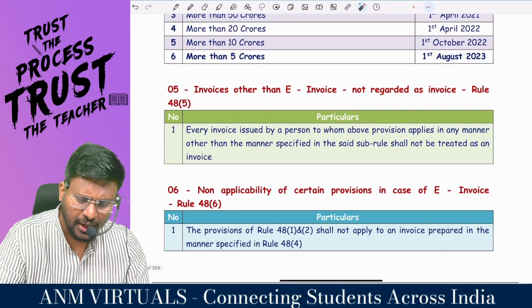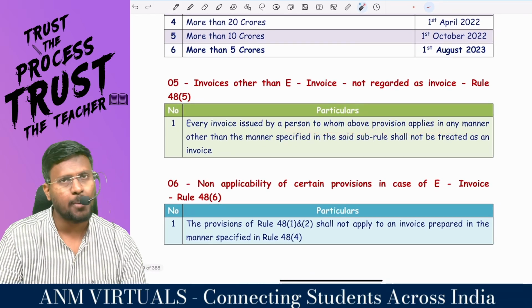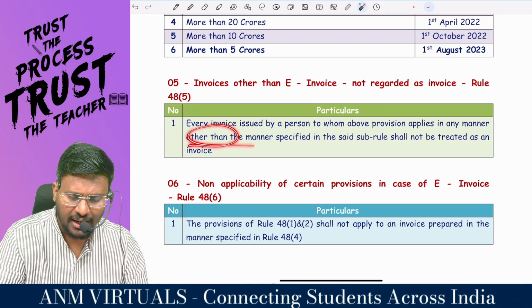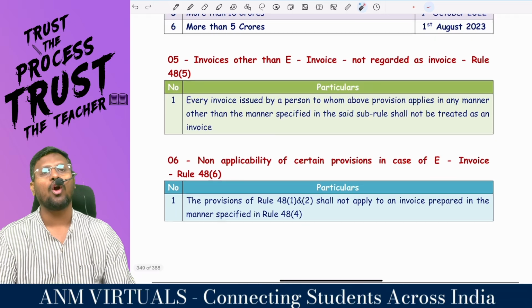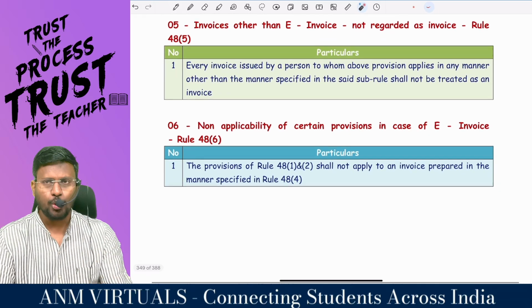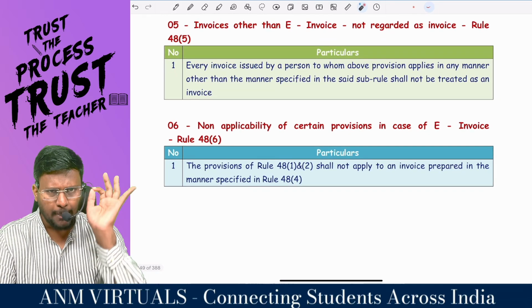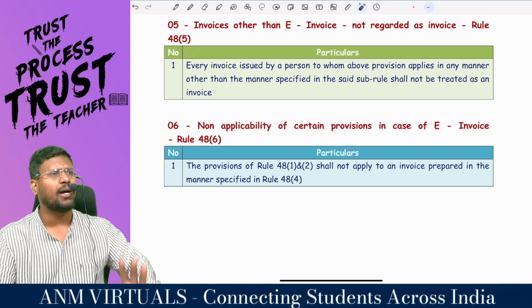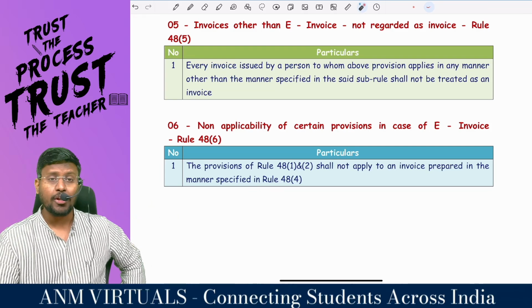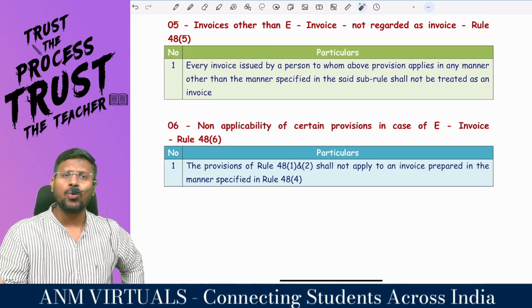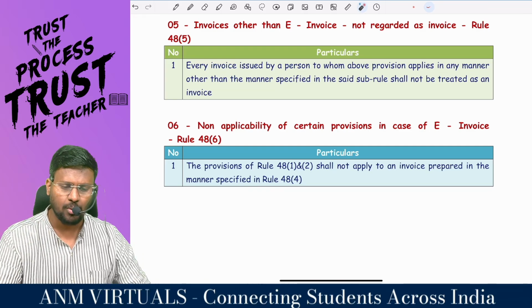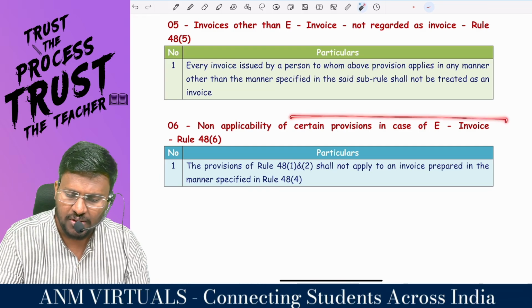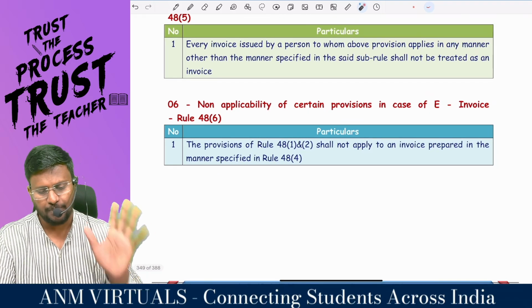Every invoice issued by a person to whom the above provision applies, in any manner other than the manner specified in the said sub-rule, shall not be treated as an invoice at all. That means once the e-invoice provisions are applicable to you, you have to mandatorily issue the e-invoice. If you issue a manual invoice or e-invoice as per your own will and wish, it will not be treated as an e-invoice.